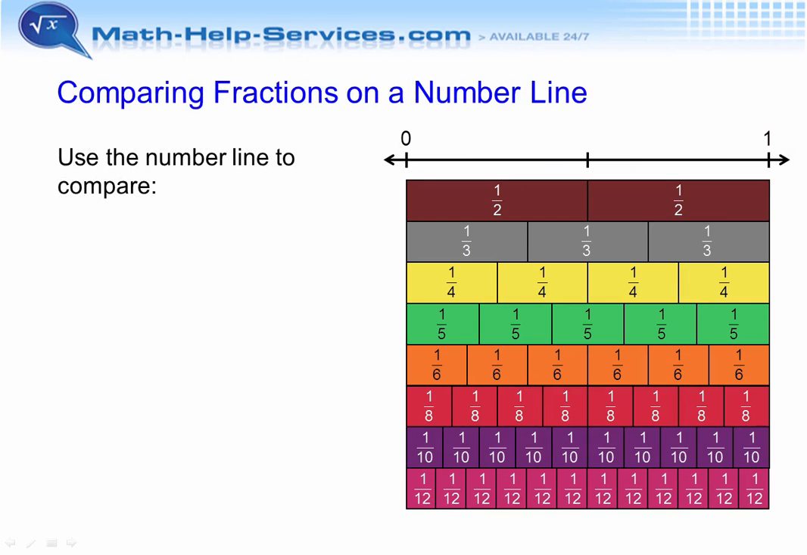Use the number line to compare 2/3 and 3/5. Well, 2/3 is here and 3/5 is here. So 2/3 is greater than 3/5. How about 1/3 and 2/5? Well, 1/3 is here and 2/5 is right here. So 1/3 is less than 2/5.